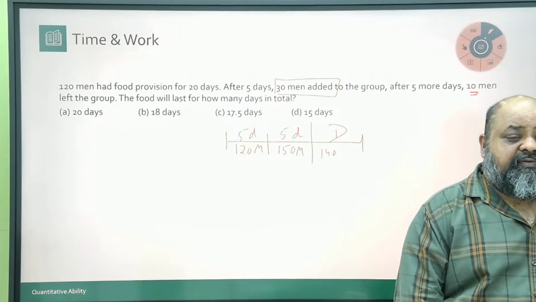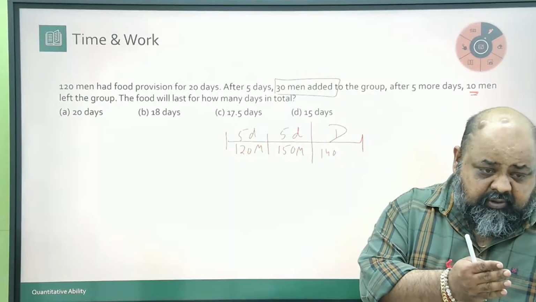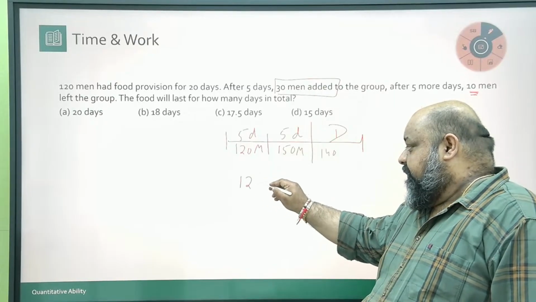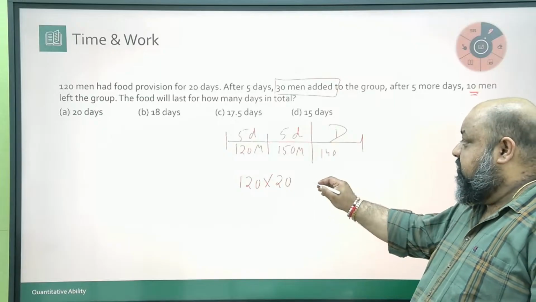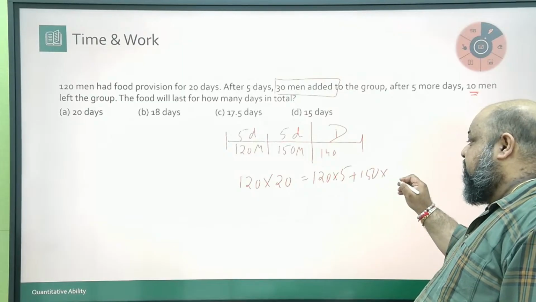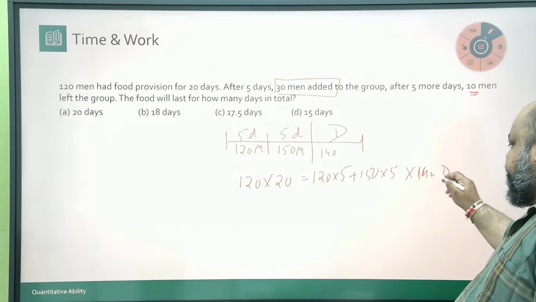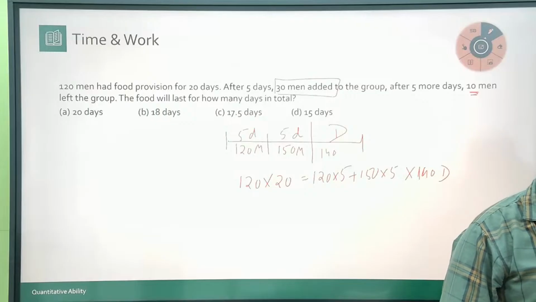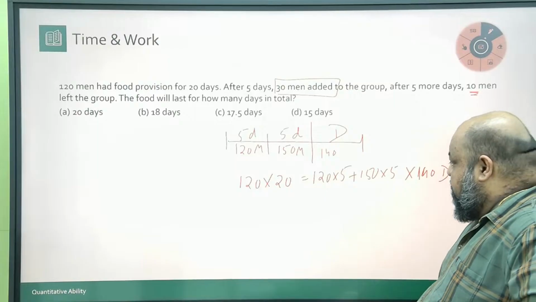This is how actually the provisions of the food was consumed. So I make the equation: what was supposed to happen is equal to what actually happened. What was supposed to happen was 120 men were supposed to consume the food for 20 days. But instead, 120 men consumed the food for 5 days, then 150 men consume the food for 5 days, and then 140 men consume the food for the remaining D days. This is how the food got finished, right? So there is one variable, one equation I should be able to solve.